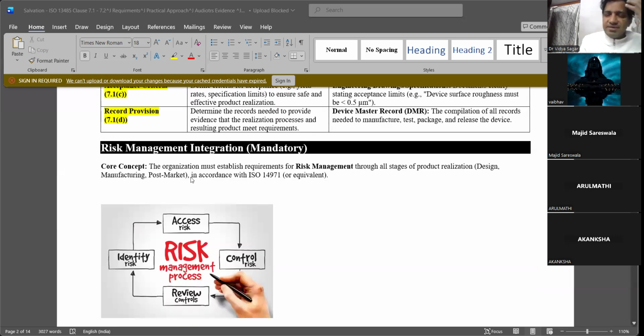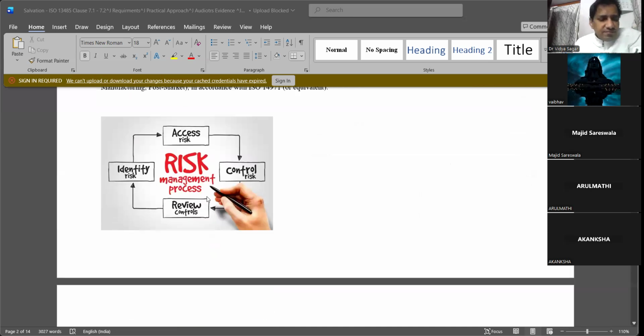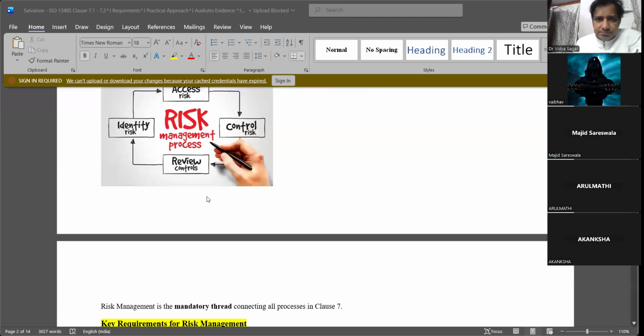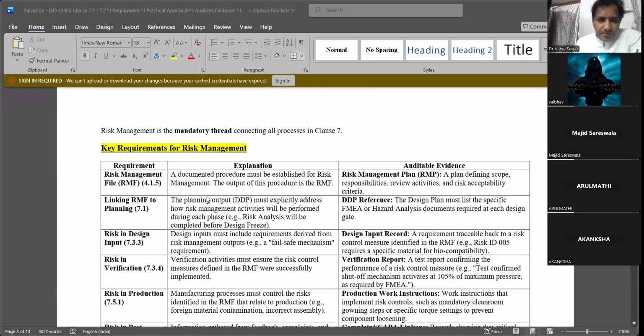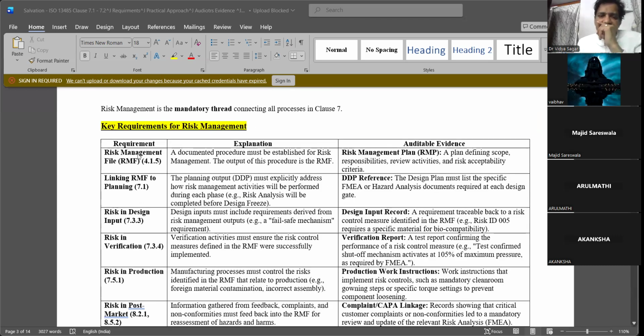Clause 7 deals with some very important things like your production, design and development, purchasing. So you need to add risk. I'll share some documents on how you can add risk into this. This is what I was talking of.